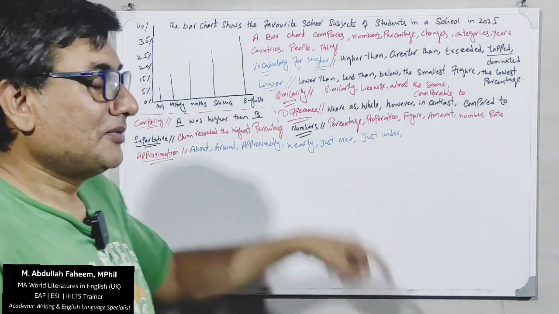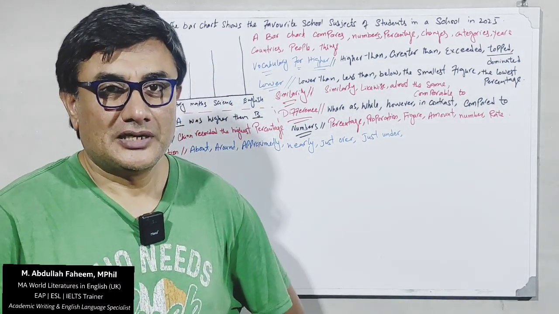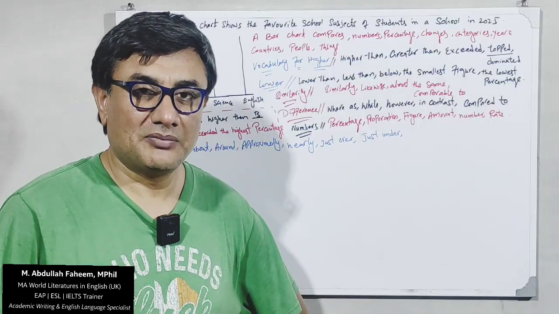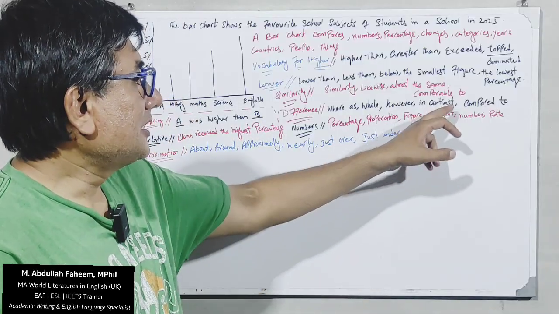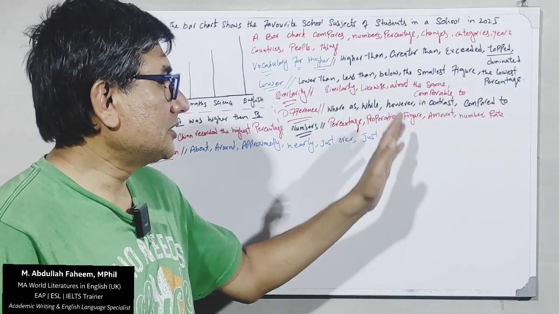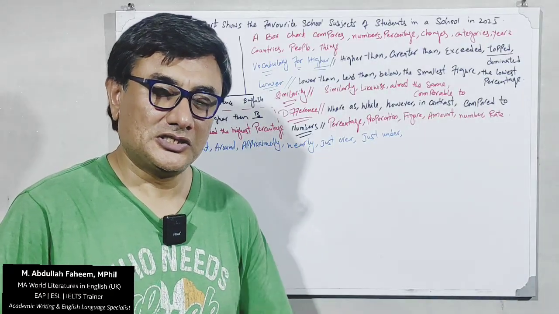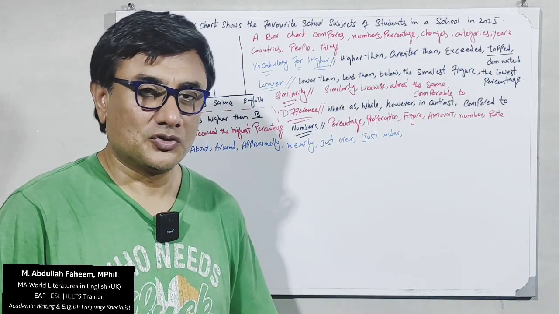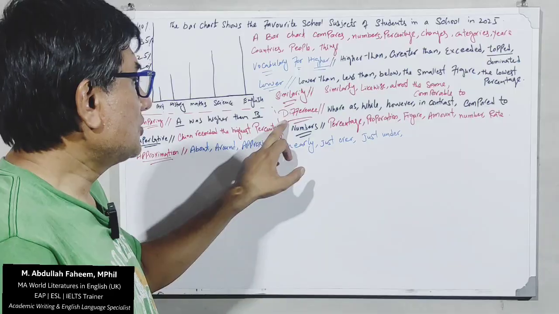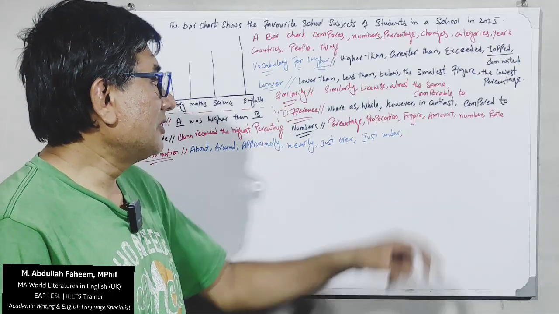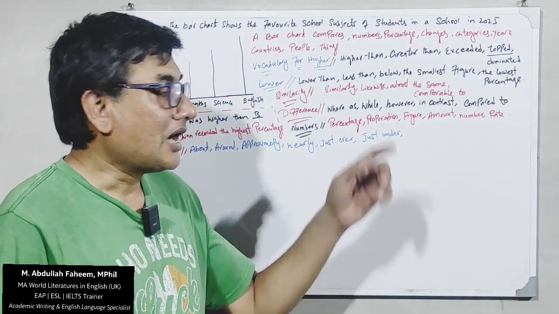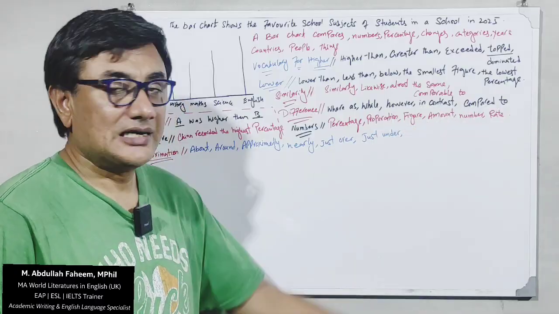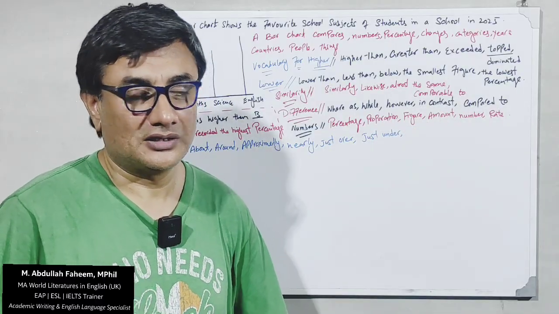Then to indicate the similarity, अगर दो चीज़ों में similarity है तो उसके लिए likewise, similarly, and the same, in the same way, almost the same, and comparable to, ये चीज़ें similarity को show करने के लिए use होती हैं. Differences को show करने के लिए these are the vocabulary words like whereas, while, however, in contrast, and compared to. So these are the words.